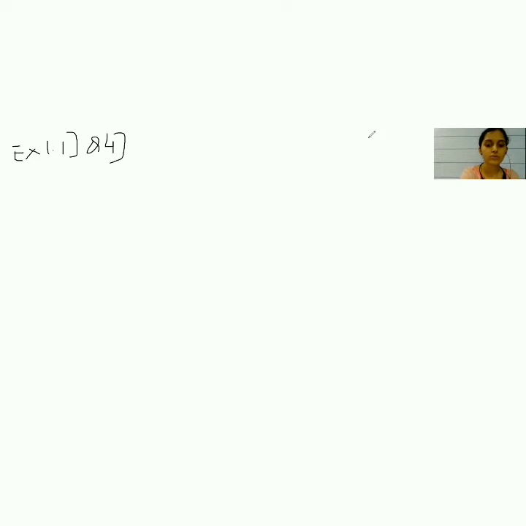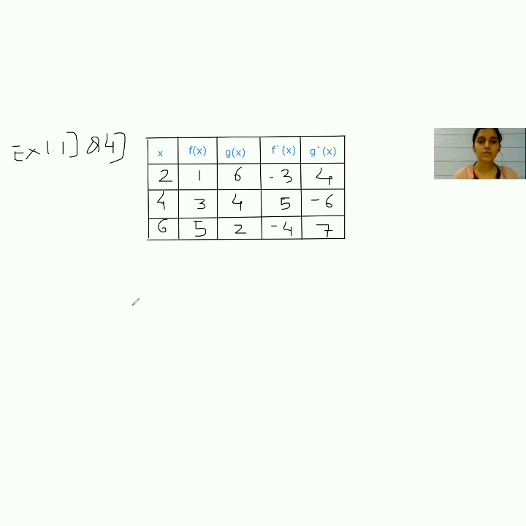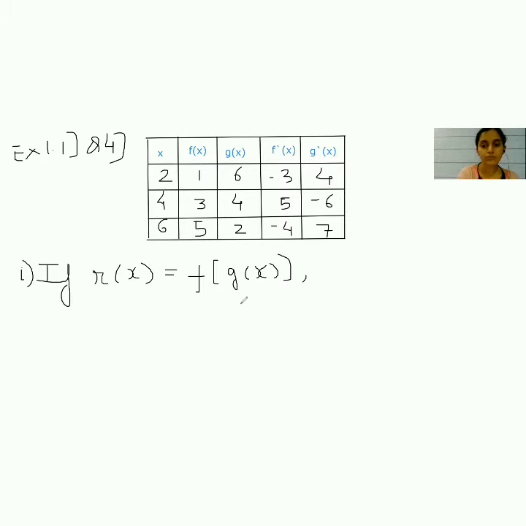Yes, so question 4 reads, this is our table that they have given us. Now we have to find out, the first question is, if r of x is equal to f of g of x, find r dash of 2.